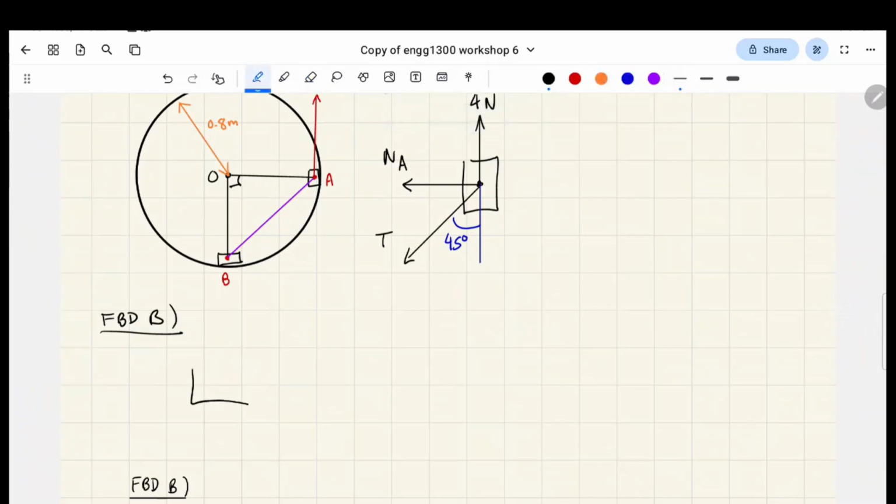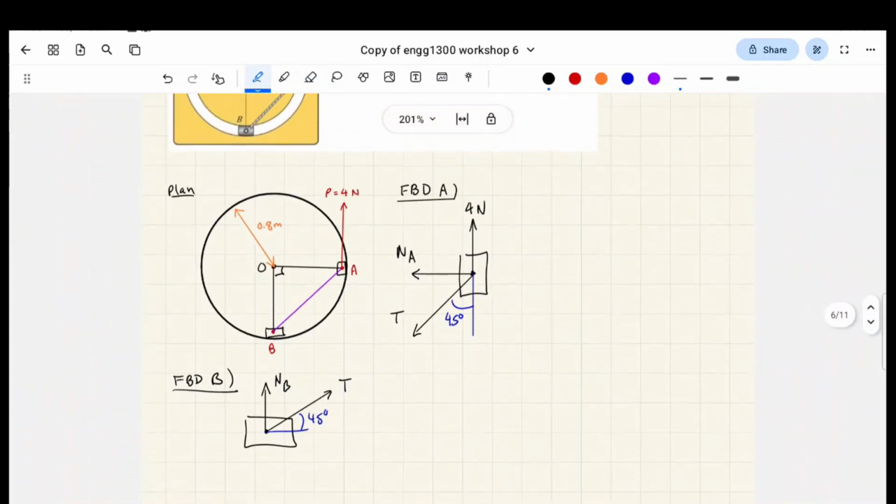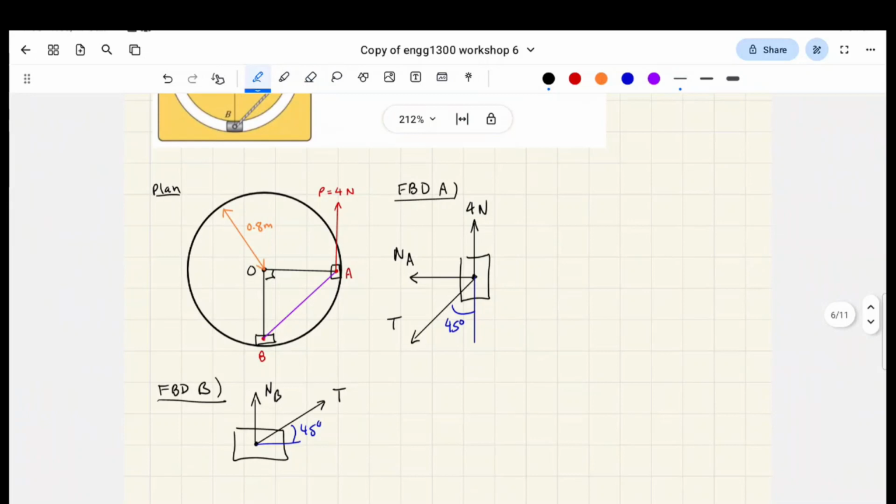So it looks kind of similar, but there's not going to be a point force pulling it. But there will be the tension force and the normal force. The normal force for B is going to be acting kind of in that up direction. Okay, so that's our situation.